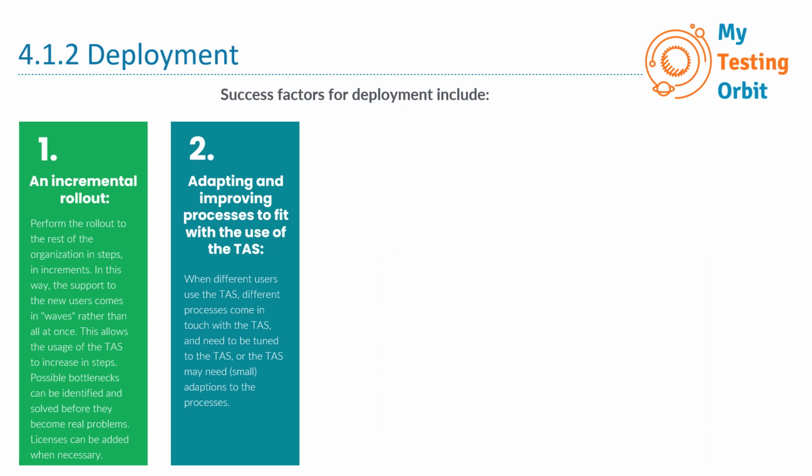Number two, adapting and improving processes to fit with the use of the TAS. This factor emphasizes the importance of harmonizing the use of TAS with existing organizational processes. It acknowledges that both processes and TAS may need some adjustments to work effectively together, ultimately leading to improved efficiency and effectiveness in the organization's testing and automation practices. It's like making sure that all pieces of a puzzle fit just right.